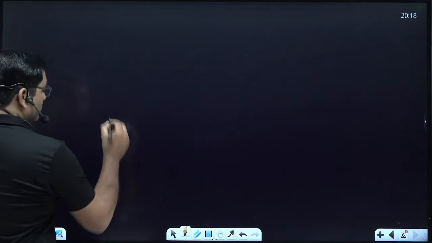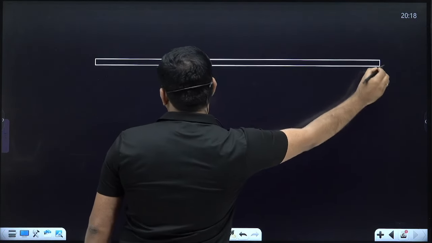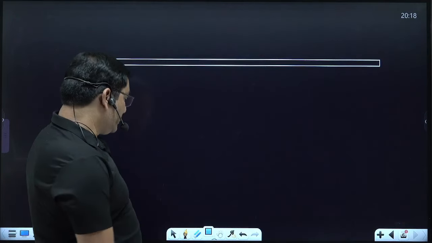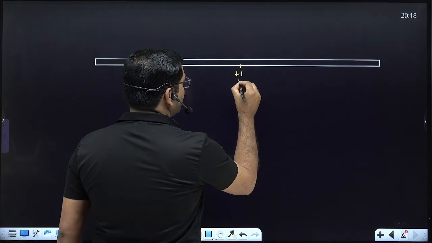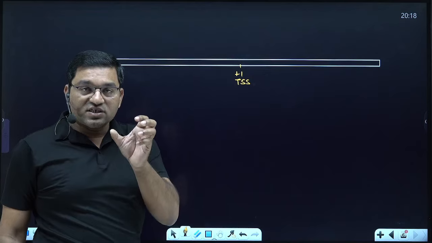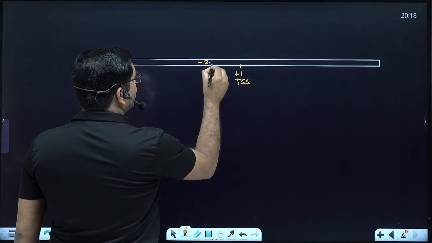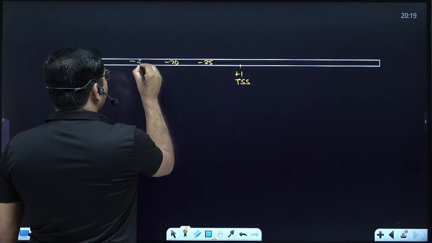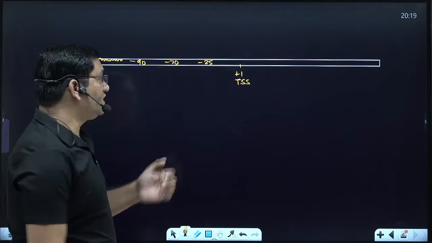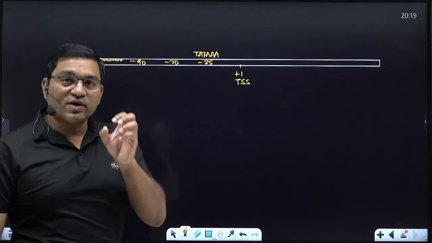Now see, this is double-stranded DNA. From this double-stranded DNA, there is synthesis of mRNA from the template DNA strand. There is the transcription start site, that is +1. Upstream of this transcription start site, before it, there is the -25 region, -70 region, -90 region, and there are some sequences here. The -25 region is known as the starter box, that is TATAAA. This is known as the promoter region.